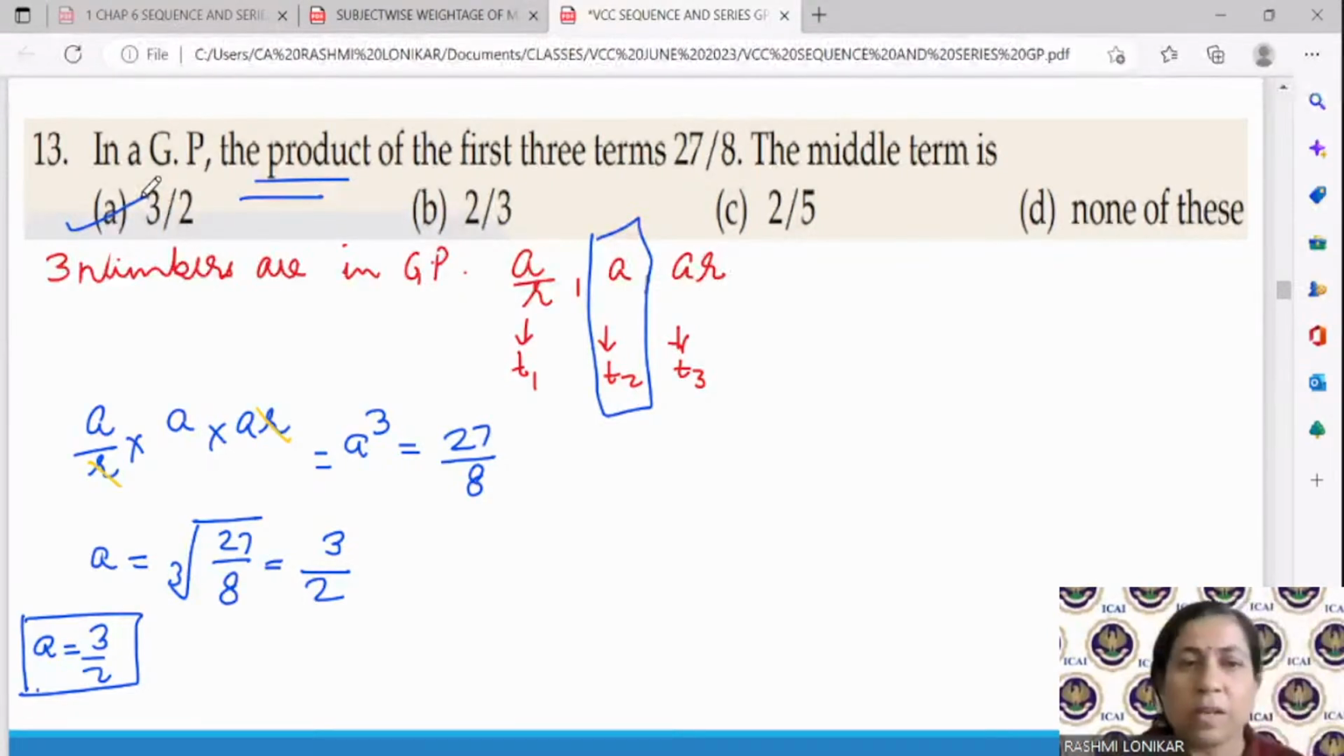Right? So simply by choosing the 3 numbers in GP as A upon R, A and AR, I am able to do this. Okay.